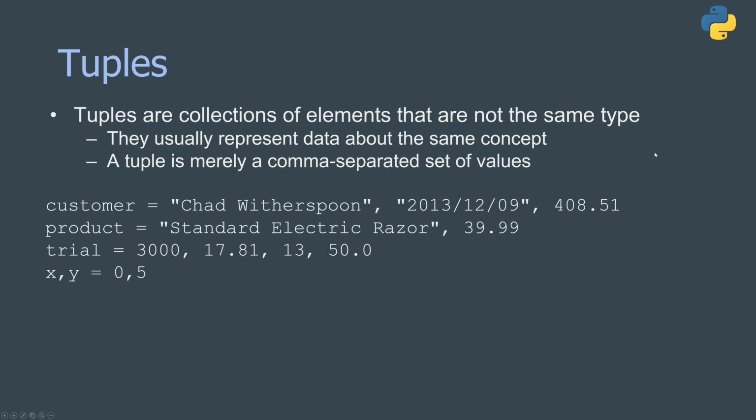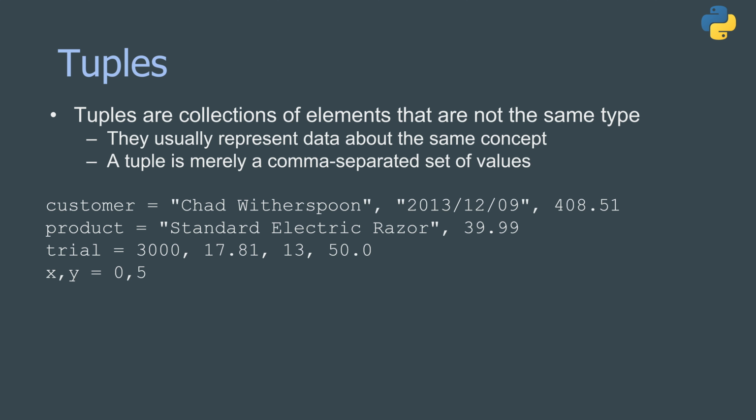So let's look at a few examples. So here are a few examples of tuples. So the first one is a customer. We've got 3 values. I don't know what this represents. So maybe I have a business and I have a customer named Chad Witherspoon. And Chad's been a customer since 2013, December 9th. And maybe he's got a balance owing of $408.51. I don't know. I'm just attaching meaning to these values that don't necessarily have to be specifically what they mean. But anyway, that's an example of how this could be used.